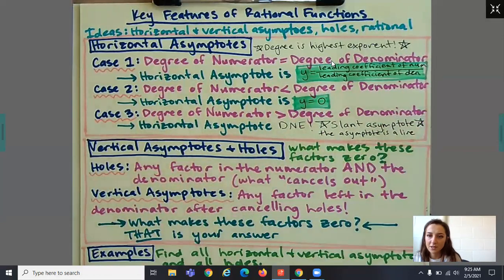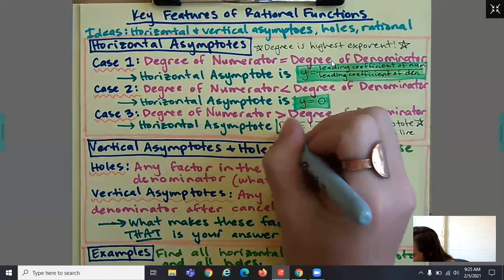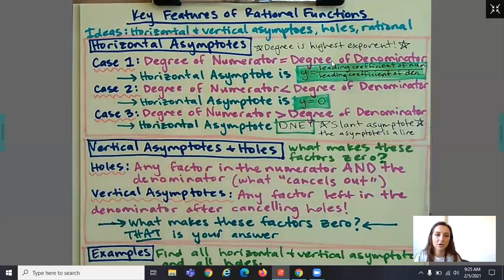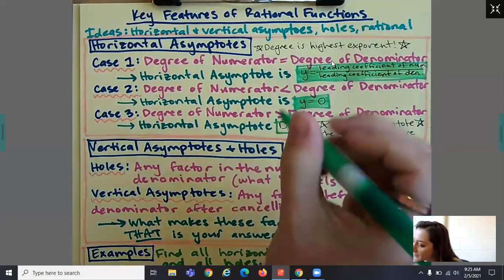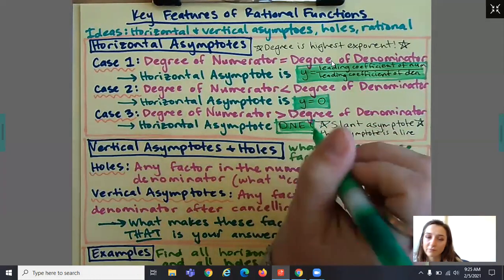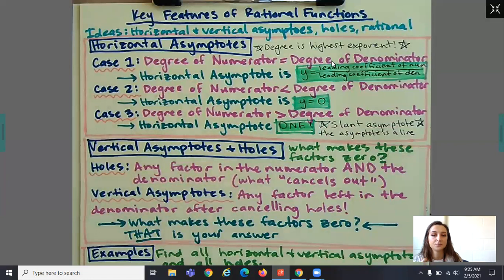Okay, so before we get all confused on what we are talking about, let's just move on to the vertical asymptotes and holes, and then I promise you that this will start to make sense whenever we work out some examples. So, with the vertical asymptotes and holes, we are asking what makes a factor 0, so just keep that in mind. But let's start with holes.